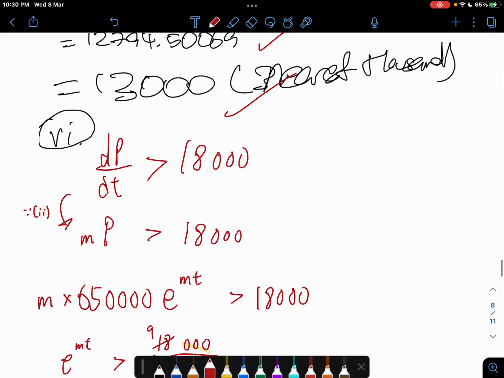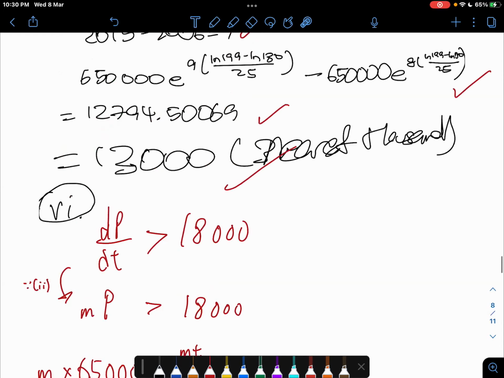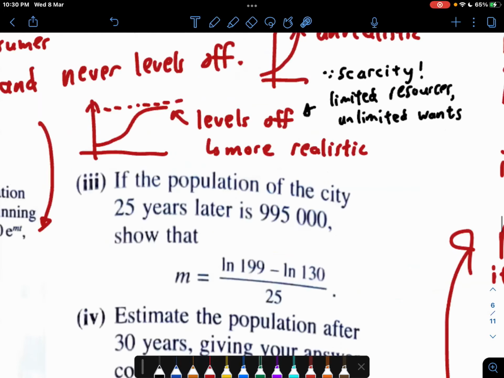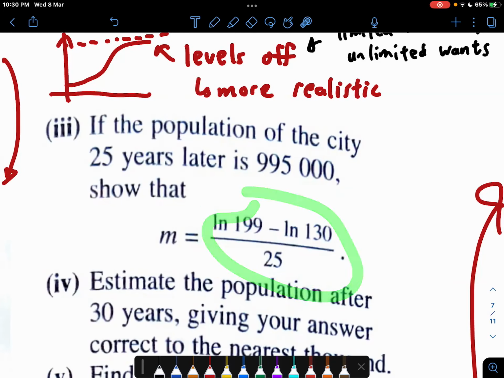But here in this case, dP by dt, you know, is MP, right? From part 2. So that means I'm just leaving the M alone now. You already know the exact value of M, right? It's over here, just a bunch of numbers. To save me some trouble, I'm not writing out everything. I just leave it as M. At the last step, I replace it with the actual ln 199 minus ln 130 over 25.